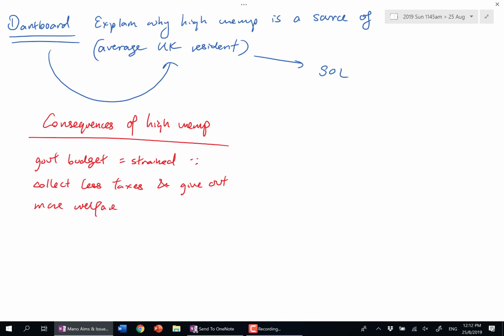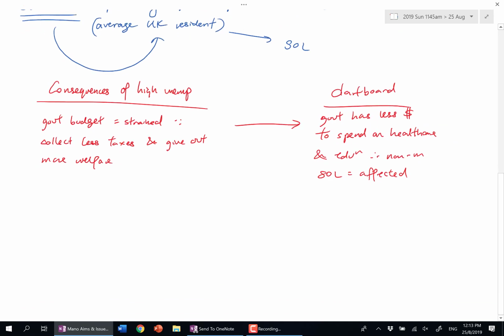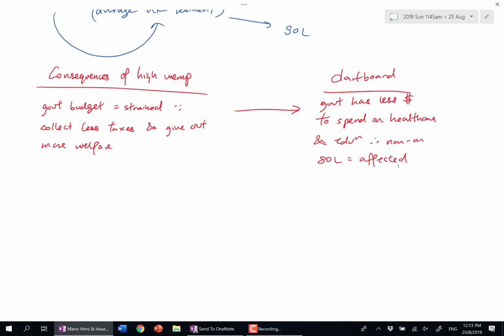I can't stop here. I need to tie it to the dartboard. How? I can say, as a result, the government has less money to spend. The government will have less money to spend on healthcare and education. Therefore, non-material standards will be affected. Okay? So as long as your point ends off with standards of living, it's fine.